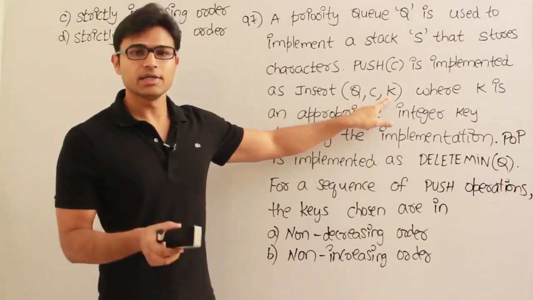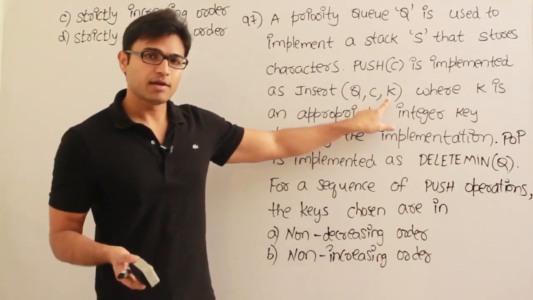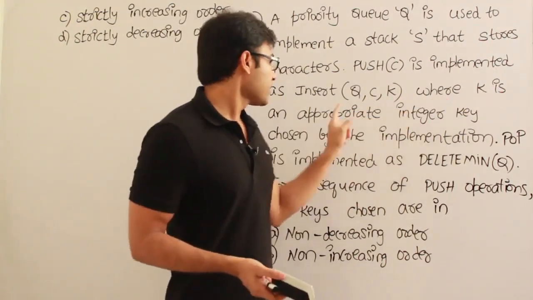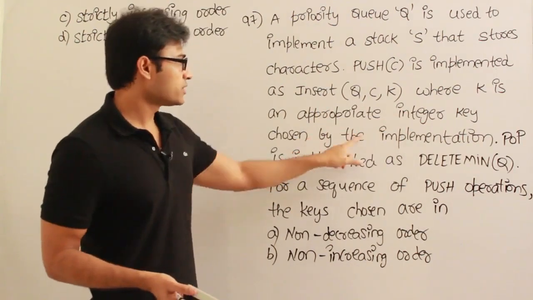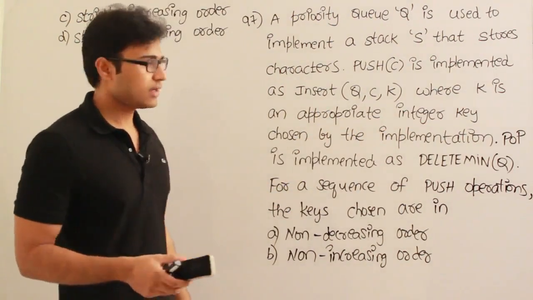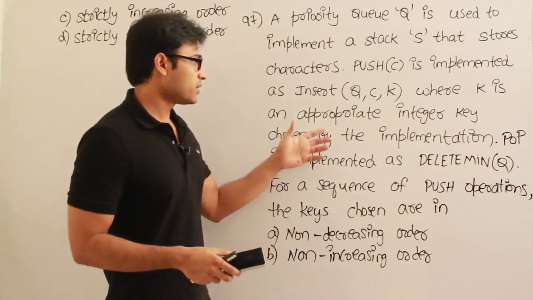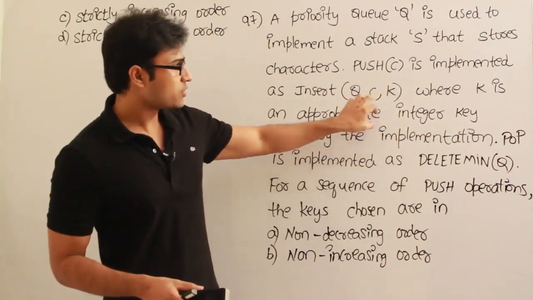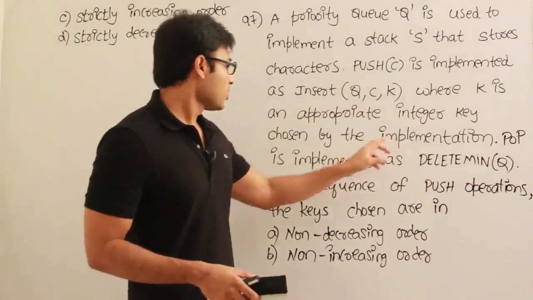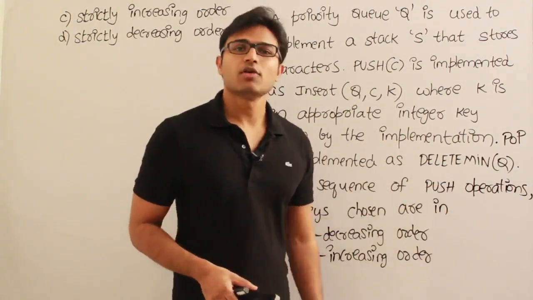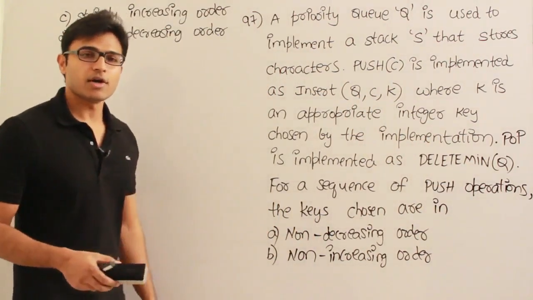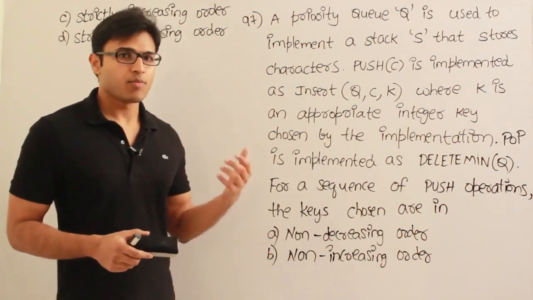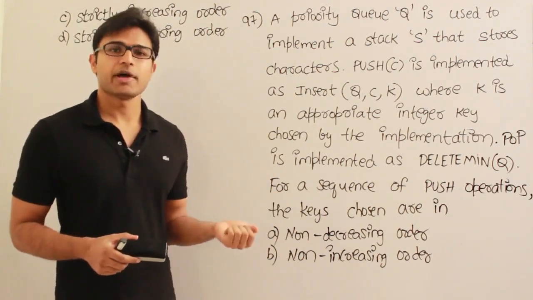Depending on that key, deletion will be done, and depending on the deletion, pop will be done, right? Here k is an appropriate integer key chosen by the implementation, which means the implementation itself is going to choose the key k. Now pop is implemented as delete-min of q. So when I use delete min, if pop has to work properly, then what should happen?